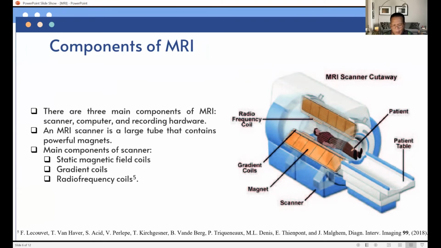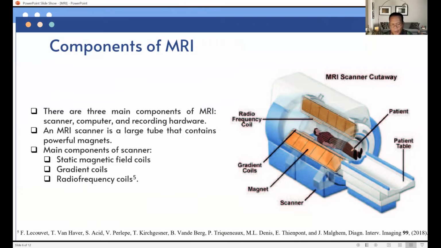There are three main components of MRI: a scanner, a computer, and recording hardware. An MRI scanner is a large tube that contains powerful magnets. You lie inside the tube during the scan. An MRI scan can be used to examine almost any part of the body, including the brain and spinal cord.